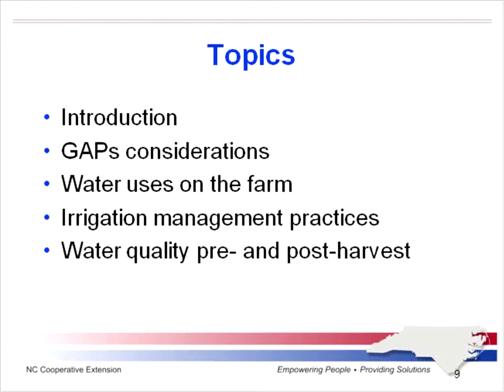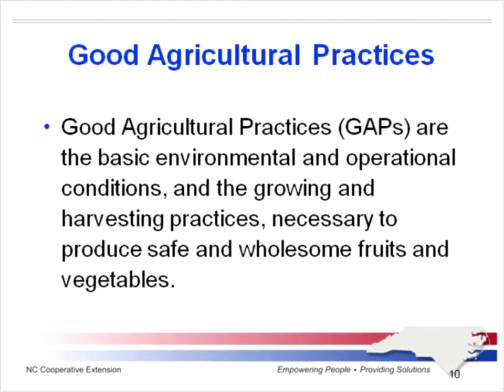The topics we'll cover will be GAPs considerations around water, focusing on water use on the farm, irrigation management practices, and water quality both pre- and post-harvest. Of course, the background you guys have already had, but good agricultural practices are the basic environmental and operational conditions in growing and harvesting crops necessary to produce safe and wholesome fruits and vegetables.